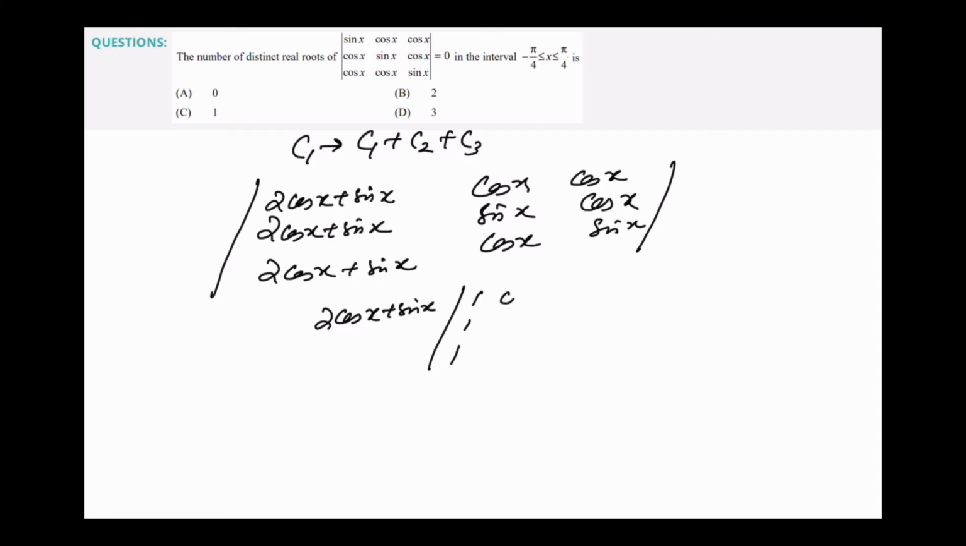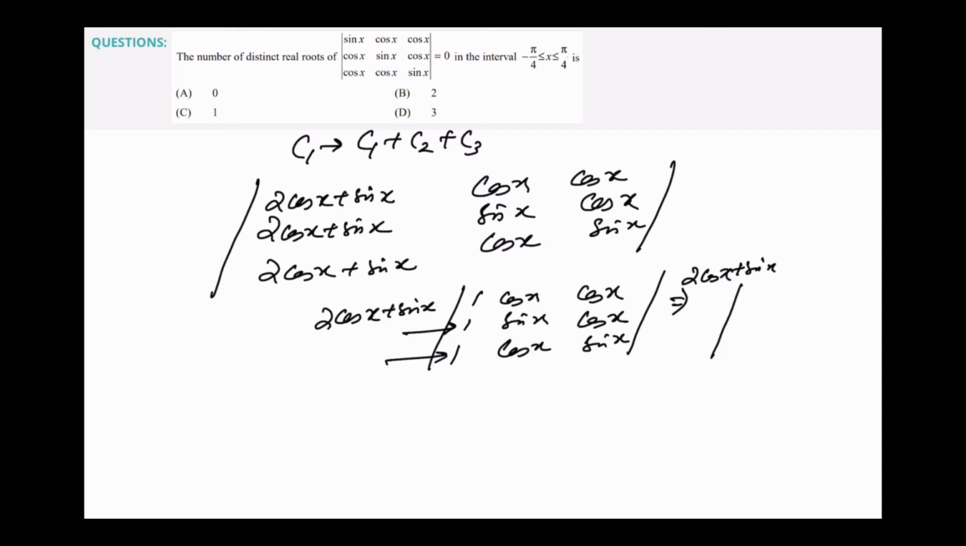So the moment you took 2 cos x plus sin x common, what did you get? 1, 1, 1 here. Cos x, sin x, cos x, cos x, cos x, sin x. Now what is the next target? To make zeros, every time. It's almost similar, student.